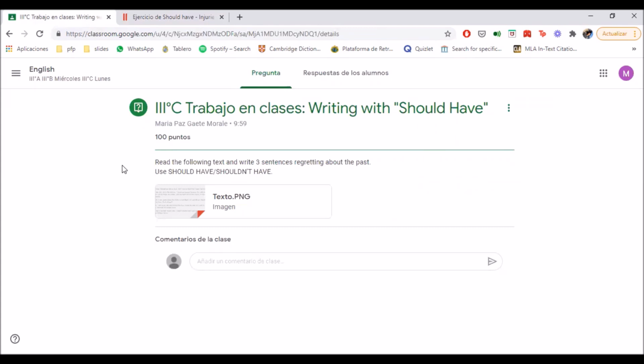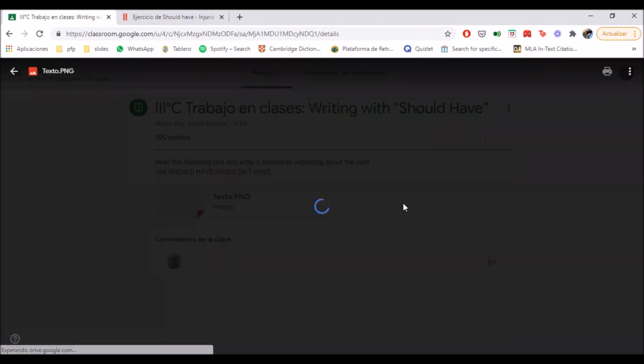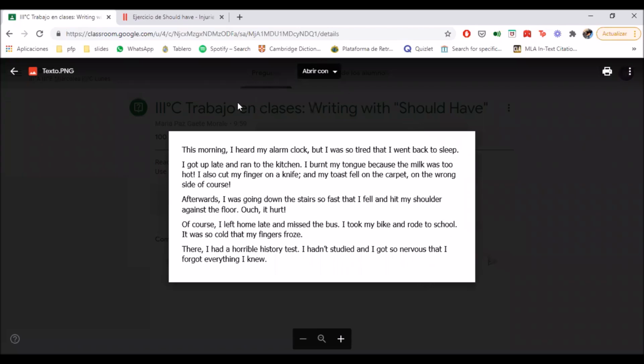Read the instructions. Read the following text and write 3 sentences regretting about the past. Use should have or shouldn't have. So here you have a text, a very short text. And this text has things that went wrong. ¿Ok? Cosas que salieron mal, problemas. Es un texto sobre un mal día que tuvo una persona. So you have to write 3 sentences about what they should have done differently.